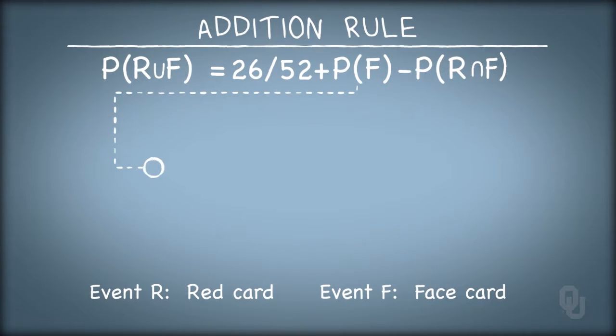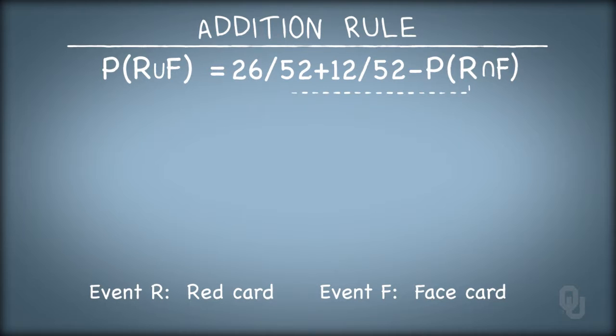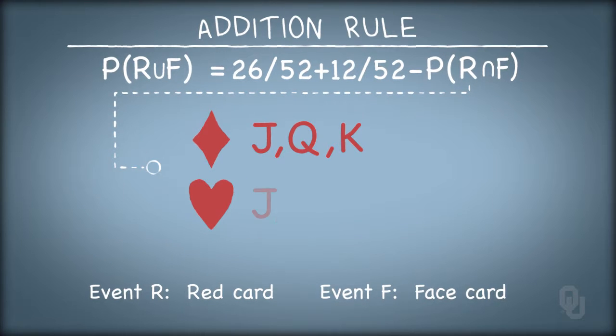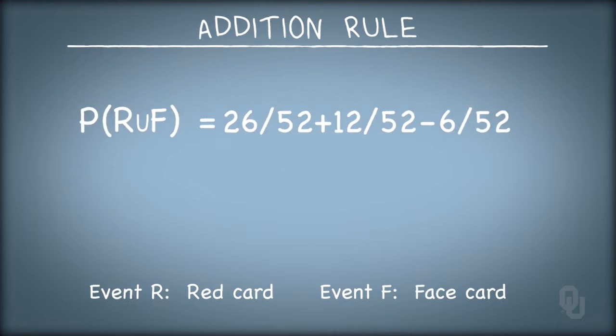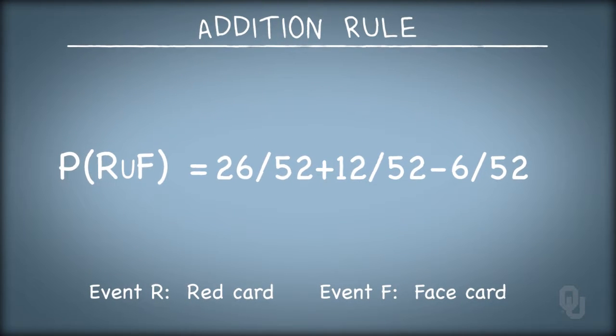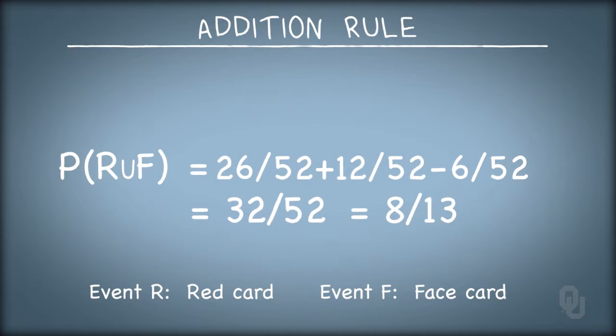The probability of F is the number of face cards we can have in a deck, or 12, divided by 52. The probability of the intersection of R and F is the probability that a card is a red face card. There are 3 diamond face cards and 3 heart face cards, so the intersection probability is 6 out of 52. Therefore, the probability of R union F is 26 out of 52 plus 12 out of 52 minus 6 out of 52, which is equal to 32 out of 52, or 8 out of 13.